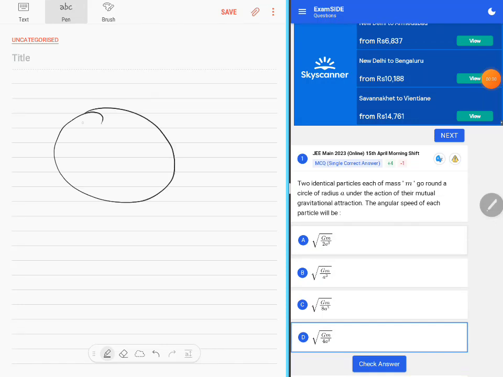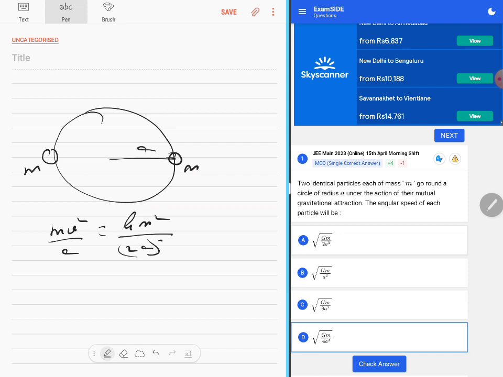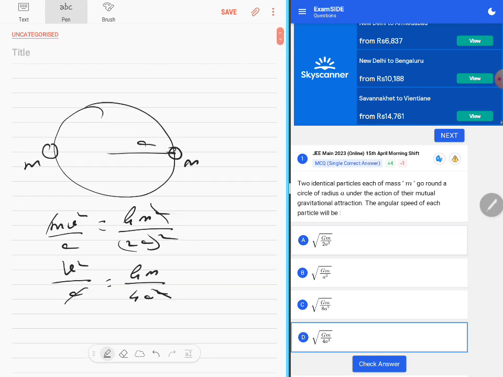Two particles of mass m and m are going around a circle due to the force of attraction. They are asking you to find the angular speed. All that you know is mv square by a, because the radius is a, is equal to Gm square by (2a) the whole square, because this is m and m. So then m and m get cancelled. So therefore v square by a is equal to Gm by 4a square, where a and a also get cancelled.